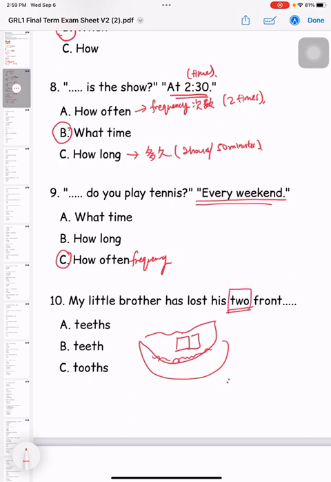So when we are talking about two, which one is the correct one? Tooth is when we're talking about one only, 一个牙齿. But when we are talking about more than one, we would change it to teeth, T-E-E-T-H, 两个或者以上的牙齿. So this is actually an irregular plural form. We never add S. We only say T-E-E-T-H. So it's B.